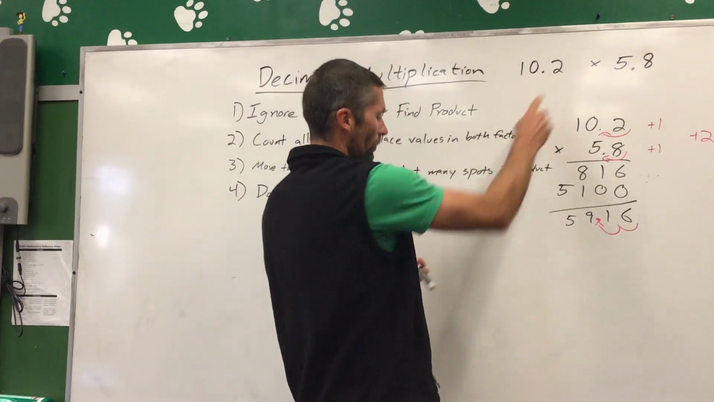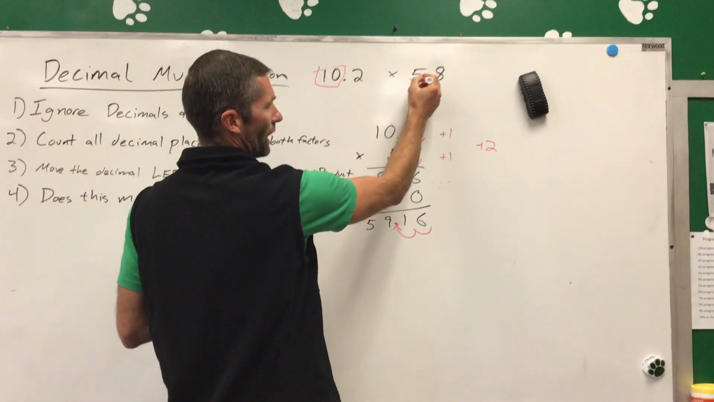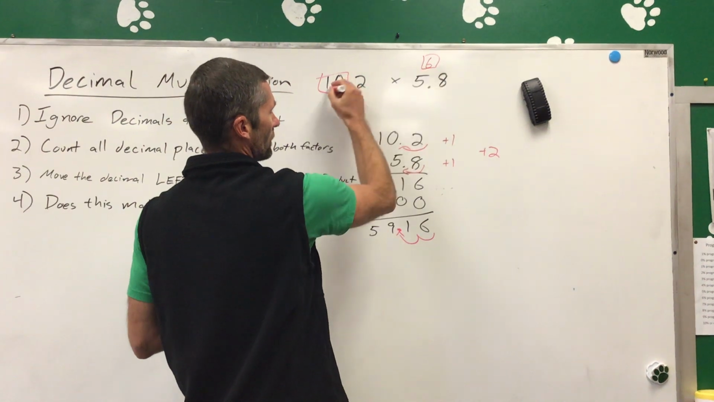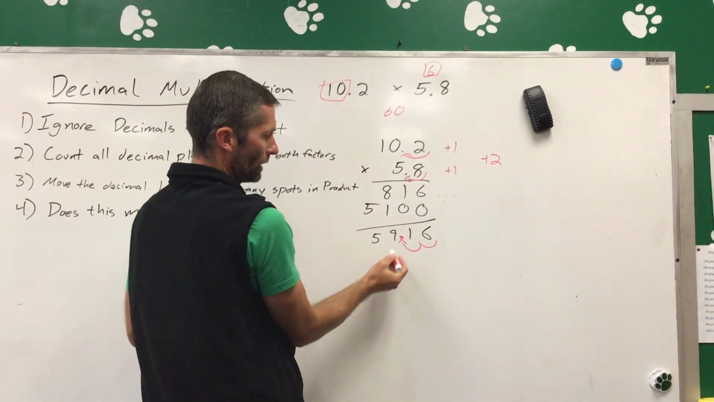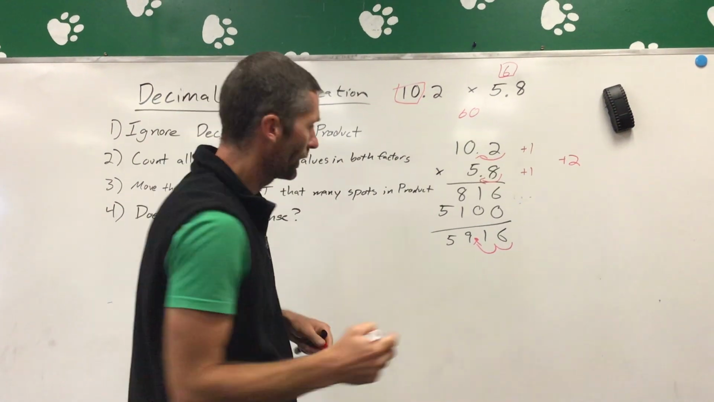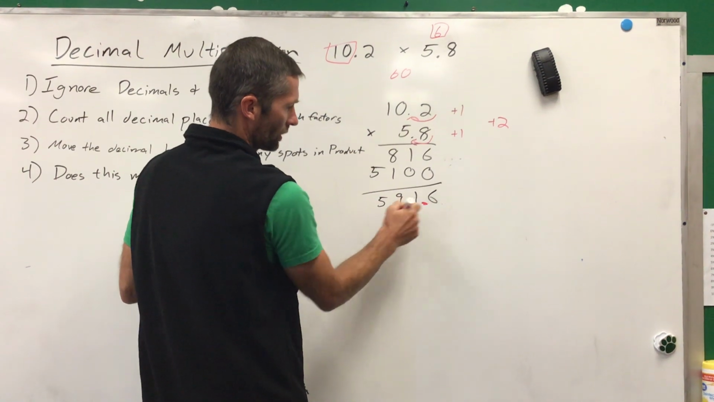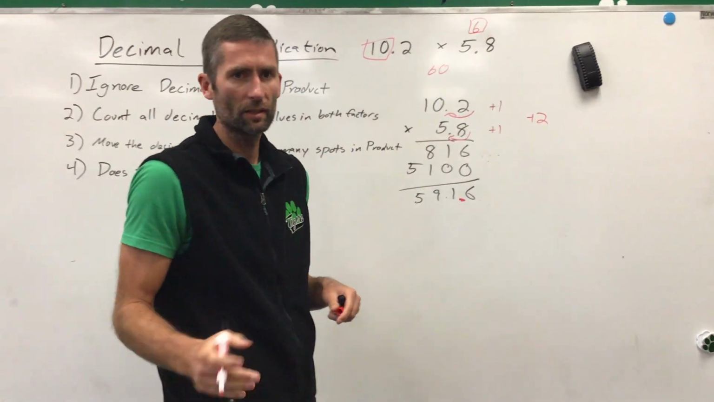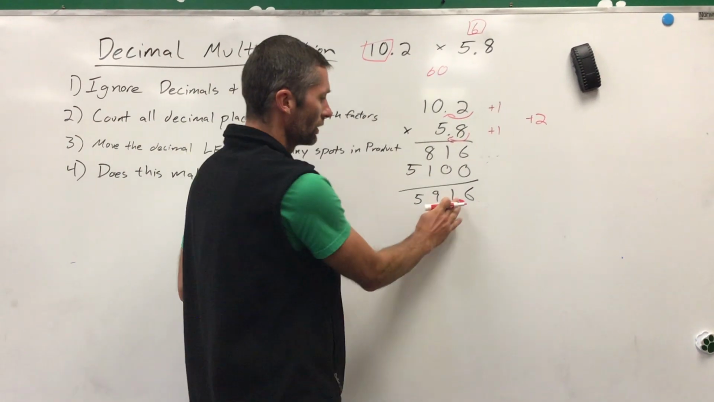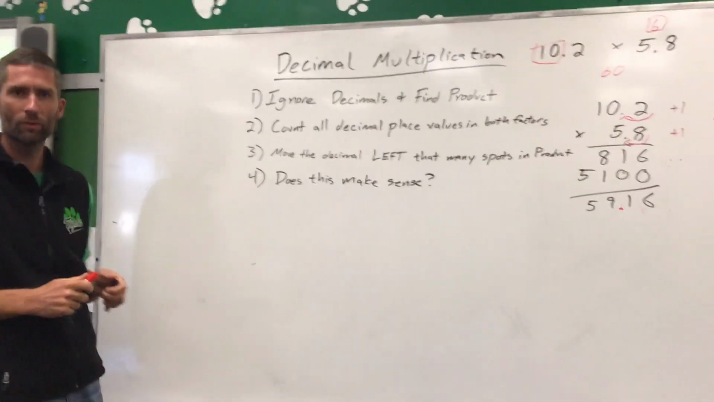Okay, so 10.2 is close to 10. 5.8 is close to 5 or 6. So 10 times 6 is 60. My answer should be about 60. 59.16 is pretty close to 60. If I would have messed up the decimal and brought it straight down like you did in addition, you would have had 591.6. That's not even close to 60. So always ask that question, does it make sense? So those are my 4 steps I want in your notes.